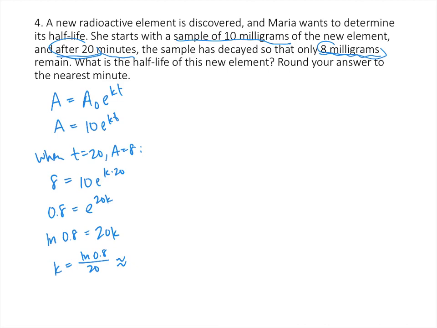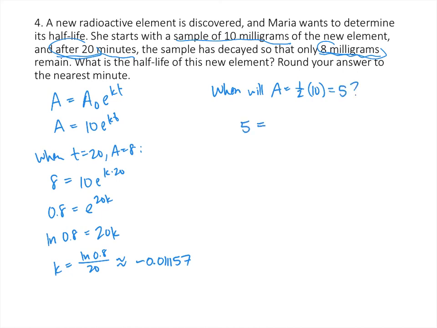Throwing that in our calculator gives us negative 0.011157. Again, I'm using 6 decimal places to keep my answer as accurate as possible. Now we need to know the half-life. How long does it take our sample to decay to half of what it started with? In other words, when will the amount be half of our initial amount, half of 10, which is 5? That's the question.